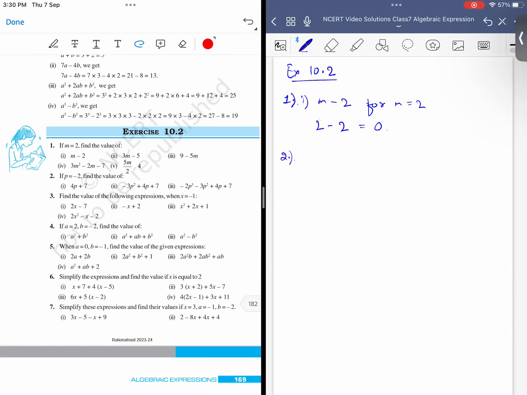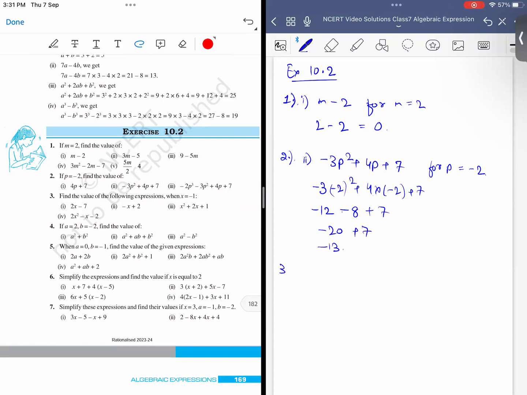Coming to question number 2, again you need to find the value. First I'm doing the second part, minus 3p square plus 4p plus 7 for p equal to minus 2. In place of p, you put minus 2: minus 3 into minus 2 square plus 4 into minus 2 plus 7. Minus 2 square is 4, so 4 into minus 3 is minus 12. 4 into minus 2 is minus 8, and plus 7. That becomes minus 20 plus 7, that is minus 13. Likewise, you can do the rest.